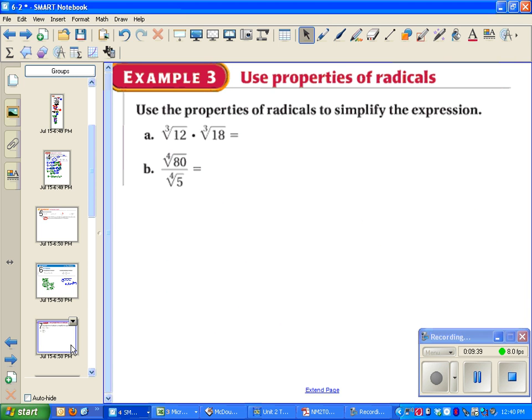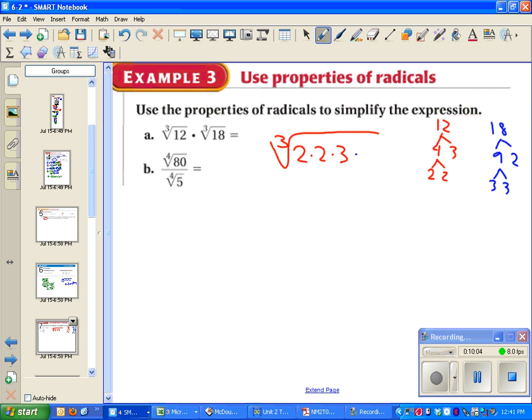Okay, so our example for A, I'm going to rewrite this under the same radical, and I'm going to break down 12. So 12 breaks down into 4 and 3, and 2 and 2. So this is going to be 2 times 2 times 3. And then 18 I'm also going to break down. So 18 is 9 and 2, which is 3 and 3. So I have 3 times 3 times 2.